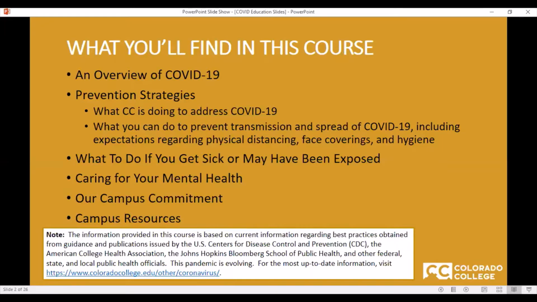It's important to note that this pandemic is evolving. Since January 2020, we have seen the knowledge base and recommendations change on an almost daily basis, and we anticipate that our understanding of this virus and how best to prevent its spread will continue to change. This course has been developed based on the current information regarding best practices obtained from guidance and publications issued by the U.S. Centers for Disease Control and Prevention, the American College Health Association, the Johns Hopkins Bloomberg School of Public Health, and other federal, state, and local public health officials.